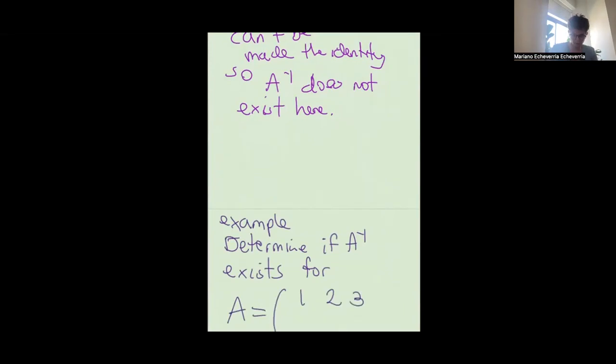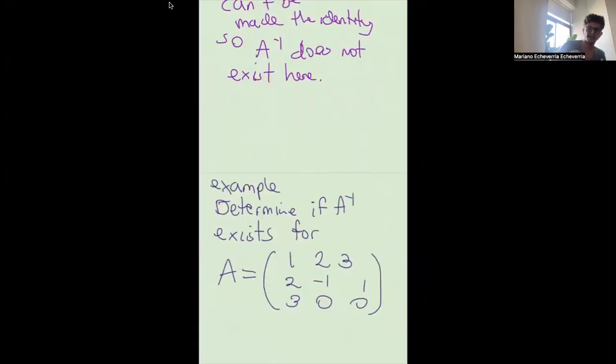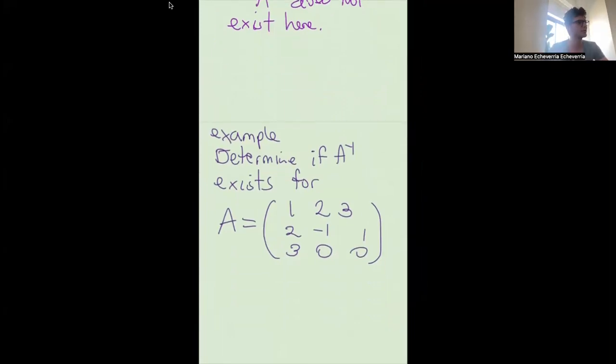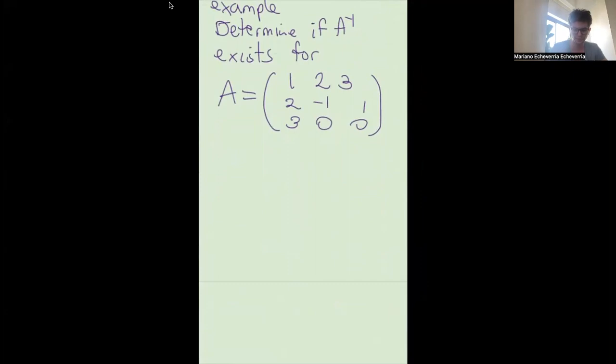The matrix has rows 1, 2, 3; 2, -1, 1; 3, 0, 0. Okay. So I give you this 3 by 3 matrix, and I want to know whether there's an A inverse for this matrix. What should you do? Same thing. That's what you call augmenting it to the identity matrix. So just put this matrix together with the identity.